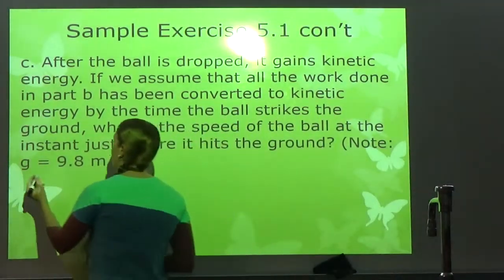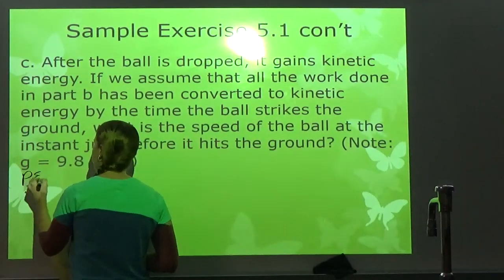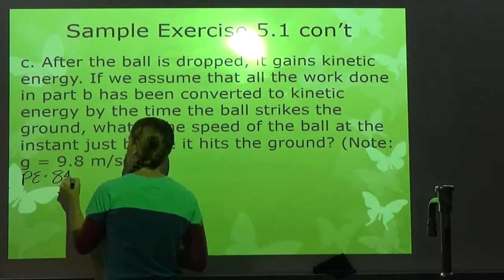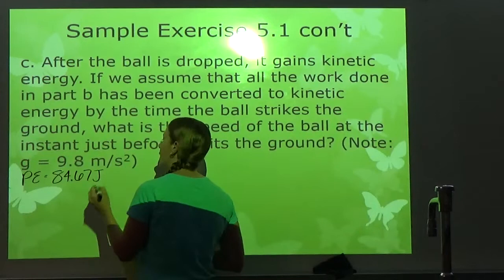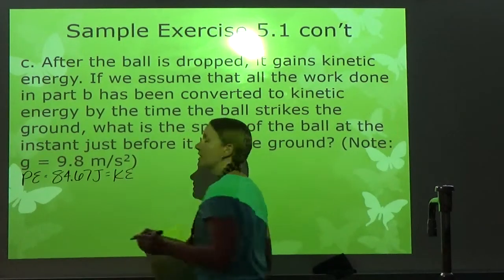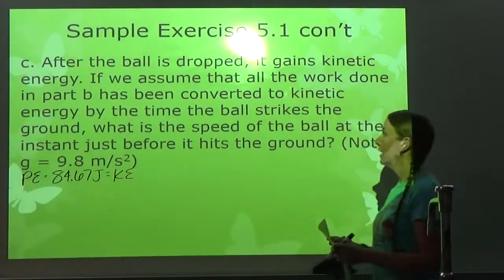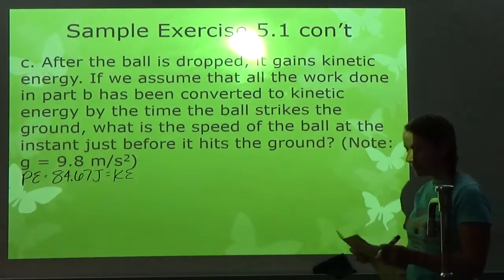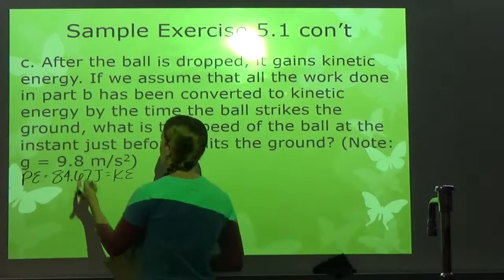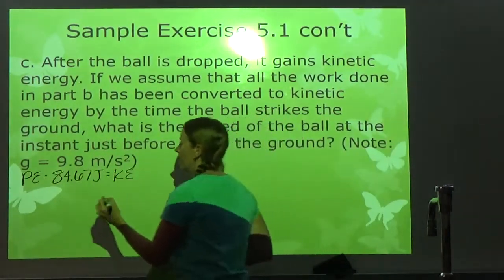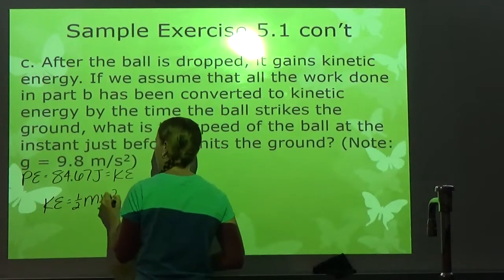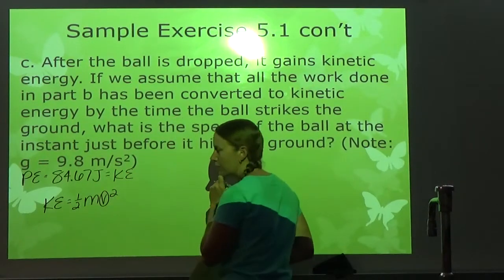So our energy from part B, because we're going to need that, was 84.67 joules. It says all of that is converted into kinetic energy. It tells me that in the problem. So we have our kinetic energy. Wait, what is it asking? What's the speed? Our kinetic energy formula is one half mass times velocity squared. So I need to solve for velocity.